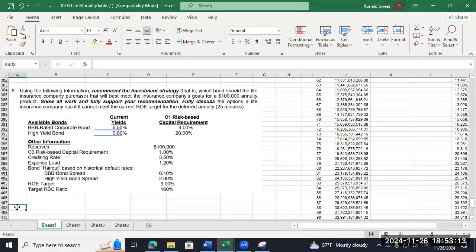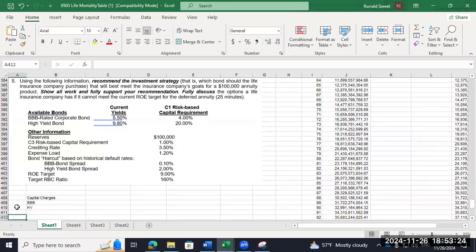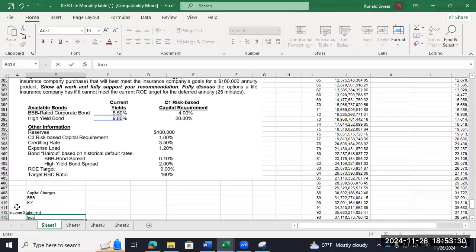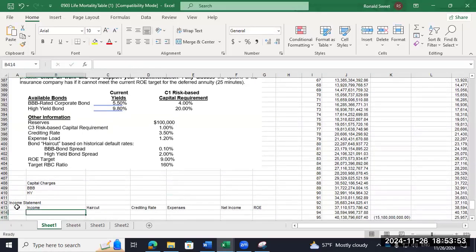All right, so the way you need to set this up first is get the capital charges first. Start with that. You got triple B and you have high yield. So get the capital charges set up first. Then you're going to do the income statement. Remember, the income statement is your income, which is your interest income, minus your haircut to get your net revenues, minus your crediting rate, minus your expenses. That gives you net income, and you get the ROE by dividing your net income by your capital charges. All right, so that's the format you've got to remember.